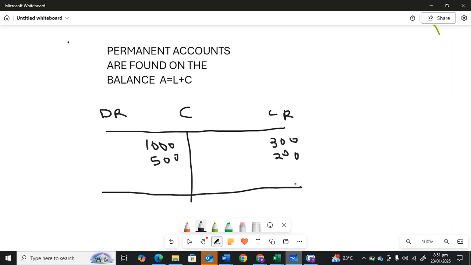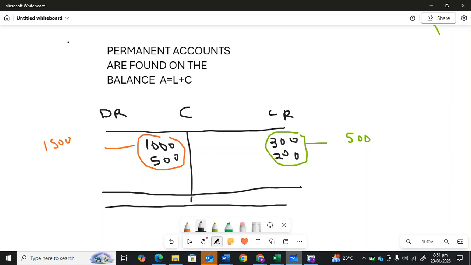So the first thing that we need to do, we need to total up our debit side and the credit side. 1,000 plus 500, we get 1,500. 300 plus 200, we get 500. So from the higher amount amongst the two, we can see it's the debit side. So we put 1,500 here, and we put 1,500 here.